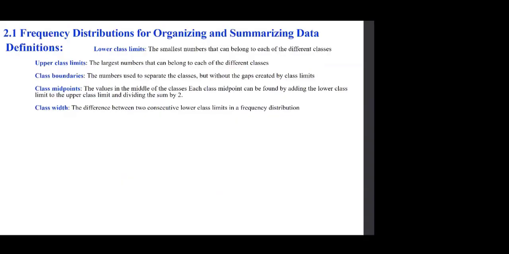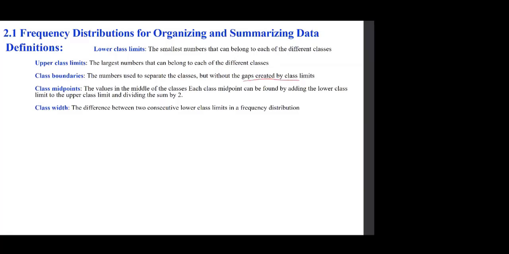The next thing is, if we are given data and we want to come up with a frequency distribution table, if it's categorical, we looked at it, but if it's numerical, first we have to decide our lower class limits, and all of them will be explained with a very simple example. The lower class limits are the smallest numbers that can belong to each of the different classes, and the upper class limits are the same row, if you will, but the largest numbers that can belong to each of the different classes. Class boundaries are the numbers used to separate the classes, but without the gaps created by the class limits. That's important, without the gaps.